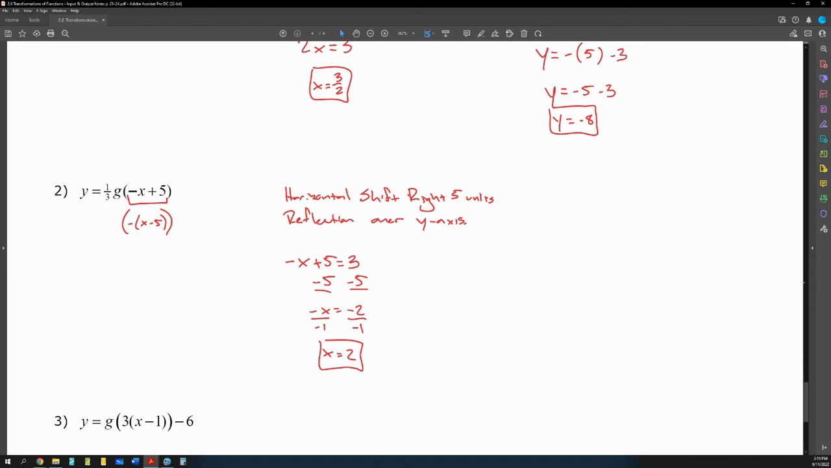Now the function outputs, all we have is that scalar multiple in the front of 1/3. So this is a vertical compression by a factor of 1/3. So then we would have y is equal to 1/3 times that function output, which we know is 5. So y is equal to 5/3.